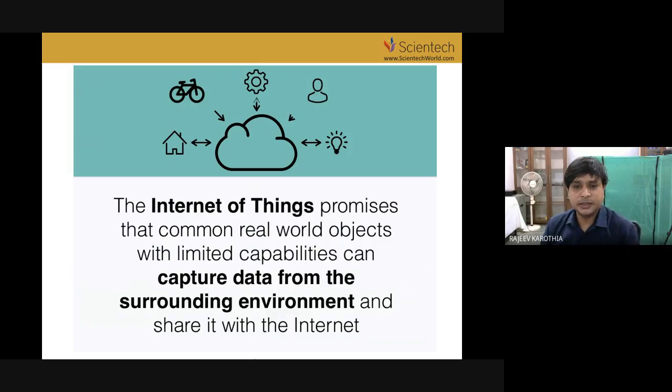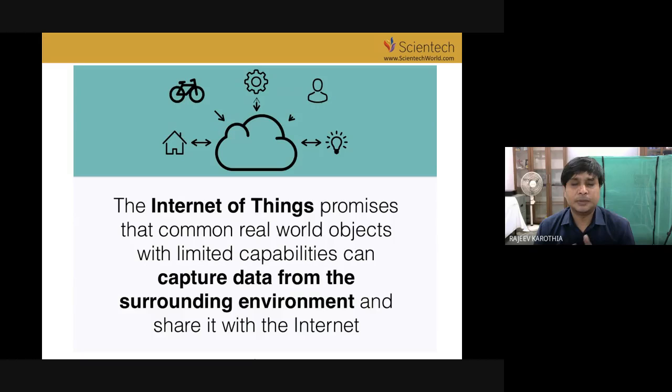So the Internet of Things is a thing where you can connect different objects that have the capability of capturing data from their surroundings, and then you can transmit the data you have collected from the environment to the internet. So if I want to make this remote IoT enabled, what are the two things we need to give this remote?